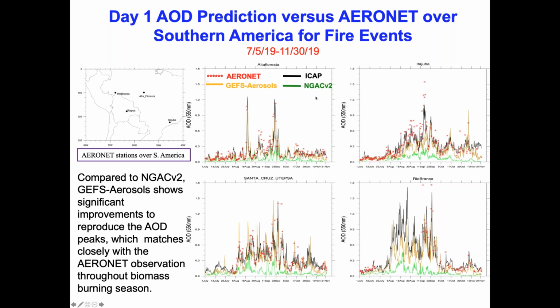The green line is the NGAC result. Now we can see that the prediction of the GEFS-Aerosols shows significant improvement in reproducing the AOD peaks. See here, it matches closely with the AERONET observation throughout the whole fire season. However, the NGAC result underpredicts most of the time. See the green line.